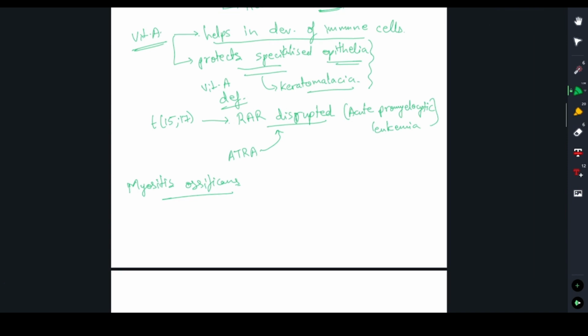And another thing, myositis ossificans is an example where you can see that mesenchymal tissue is undergoing metaplasia, right? So with this we conclude metaplasia, and now we will move to some other associated topics, not exactly growth adaptations. So the first one we will be discussing is dysplasia.